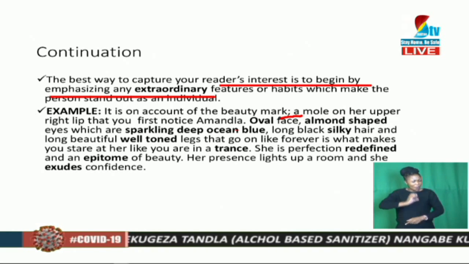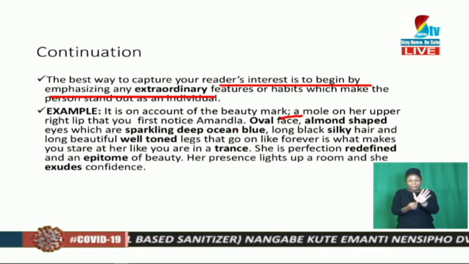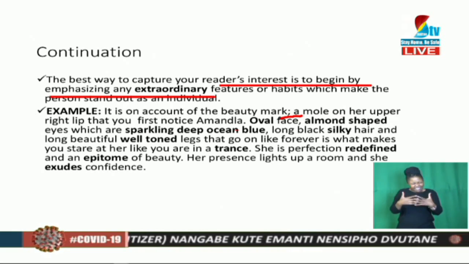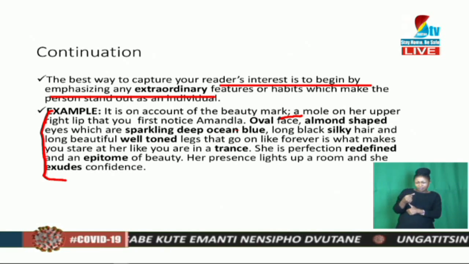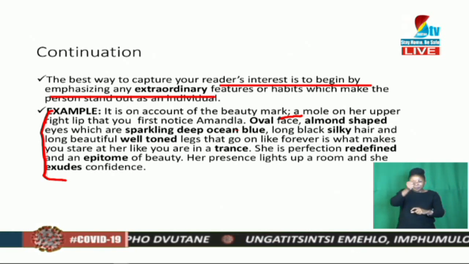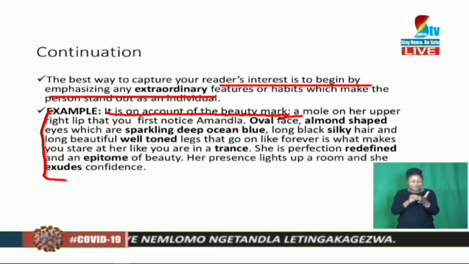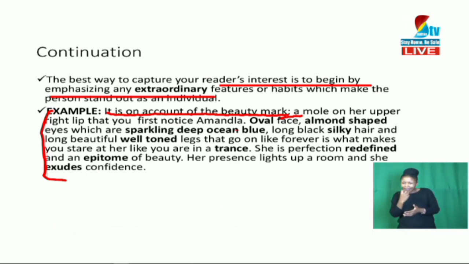Let me just point out the standout features here, the ones that I touched on. First and foremost, this is a paragraph and it has been rightly punctuated. Then I said that you should bring out the extraordinary, what makes this person stand out. And in my example here, I say that it is the what? It is on account of the beauty mark. Then I also state what this beauty mark is: a mole on her upper right lip that you first notice, Amandla.